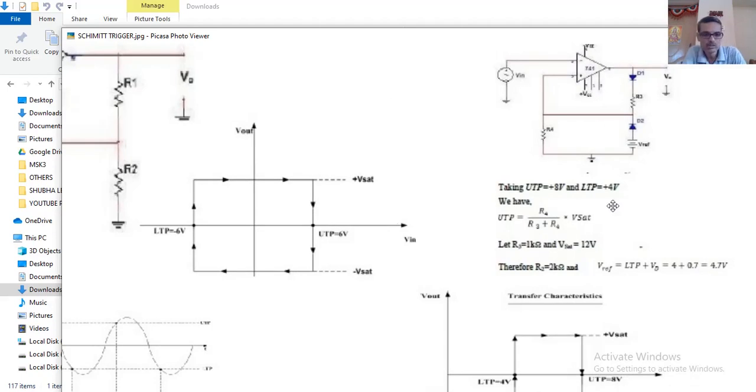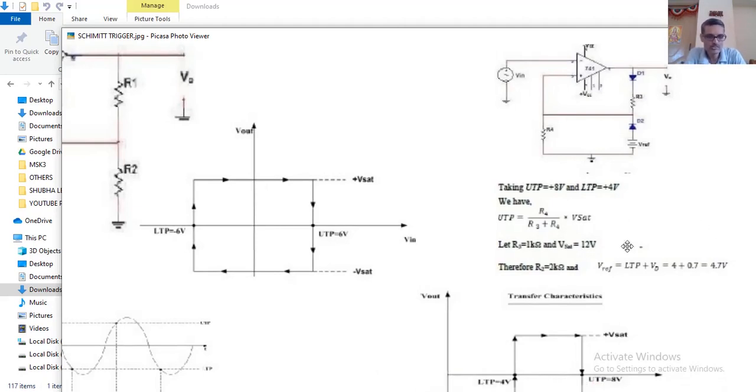Now, how to design the circuit? I take a UTP and LTP. You can assume any values, no problem. UTP is given by this formula. Assume a resistor, say this one, R3 equal to 1K. Find out the other resistor, that is R4. R4 will be equal to 2K for a saturation voltage of 12.